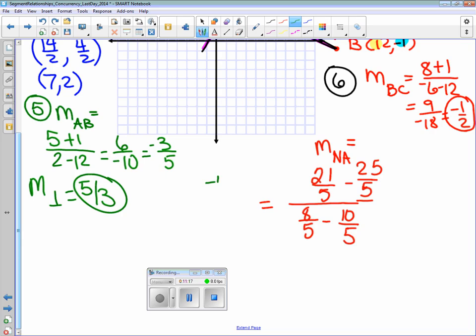Negative 4 over 5. I thought it was negative 4. No, because 21 is... Keep the same denominator. Well, I'll show you what it is. It does reduce that in a minute. Okay? And then I have 8 minus 10, which is negative 2 over 5. Now, since they're both over 5, we can just say negative 4 over negative 2, or we can just say positive 2.